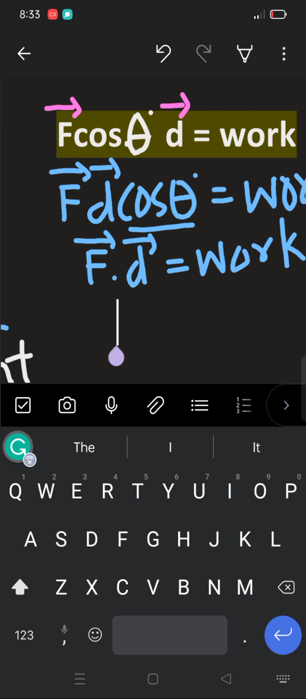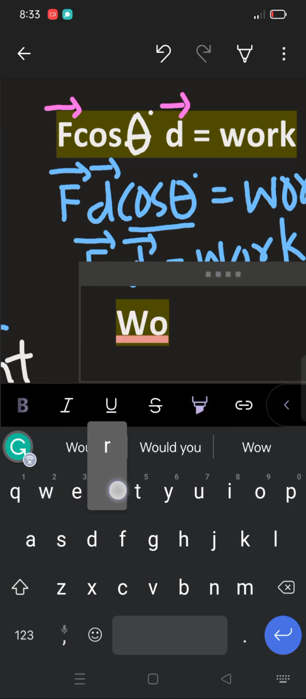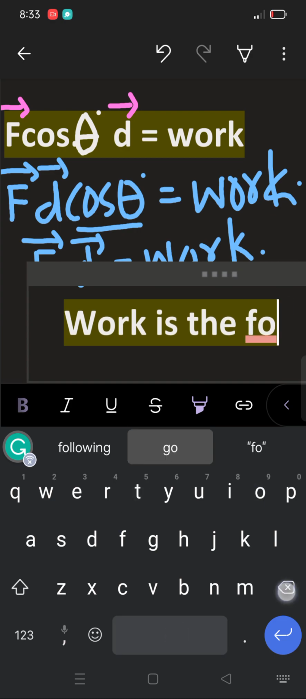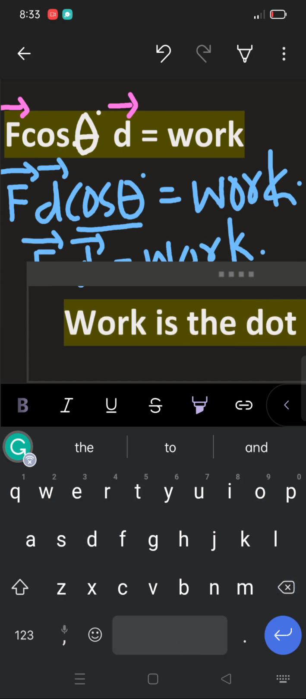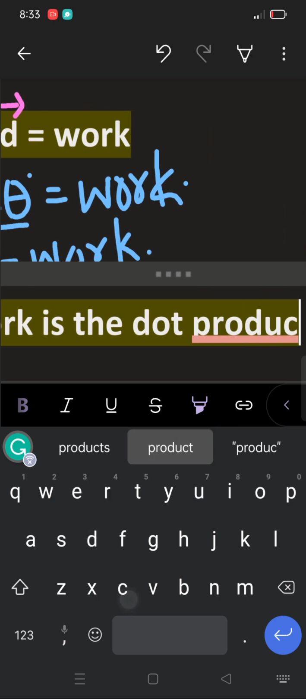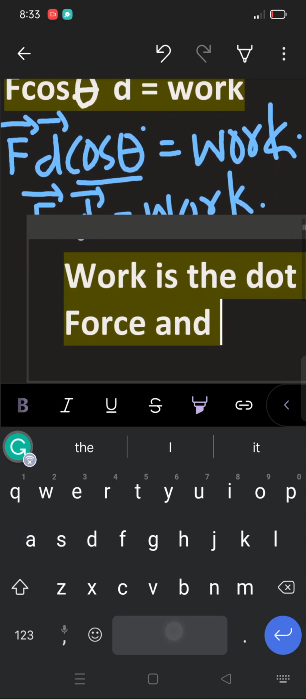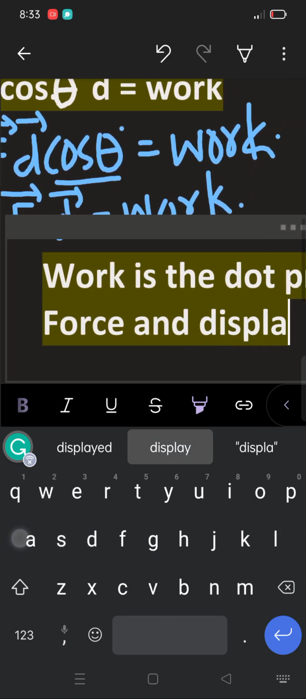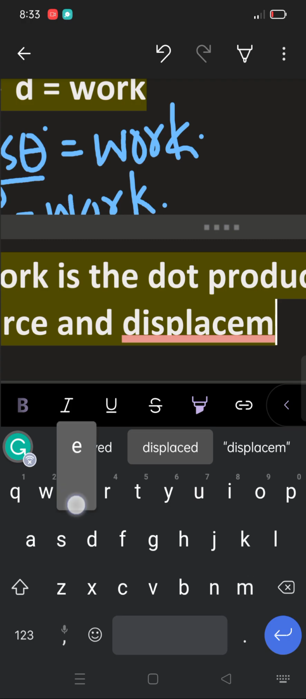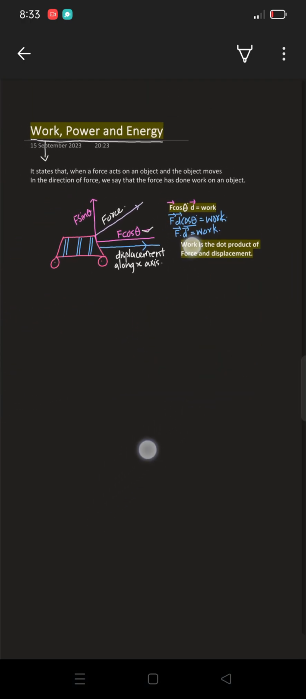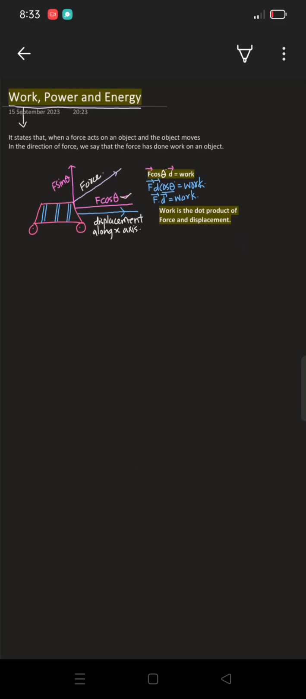Work is basically, so here we have got a second definition as well. Which second definition have I got here? Let me write that. Work is the dot product of force and displacement. I am going to explain what this dot product is. Work is nothing but the dot product of force and displacement, right?